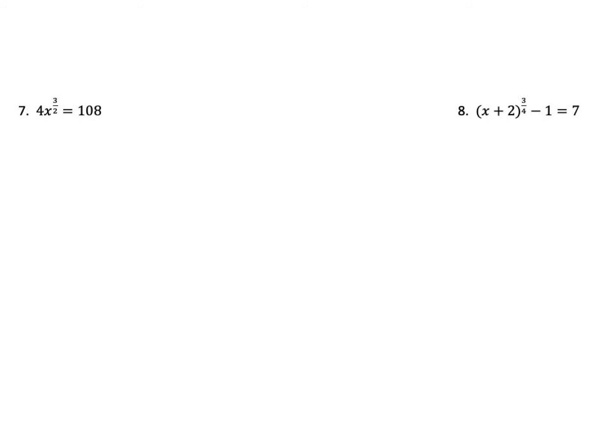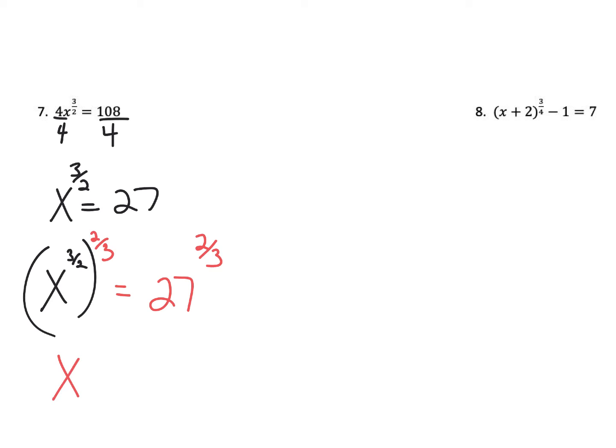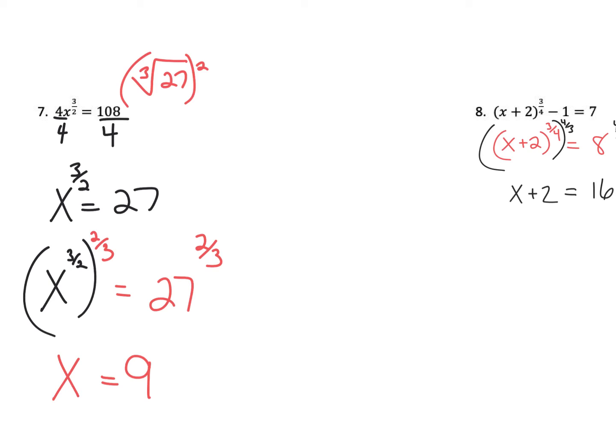So I'm going to begin by dividing both sides by 4. That gives me x to the 3/2 is equal to 27. And now what am I going to do? I'm going to raise that to the reciprocal power, meaning I'm going to raise it to the 2/3 power. And I'm going to raise 27 to the 2/3 power. So this would give me x to the first is equal to 9. You can type that in your calculator, but hopefully you know that 27 to the 2/3 is the same as the cube root of 27, which would be 3. Square it, you get 9.